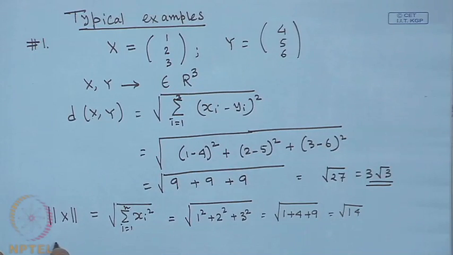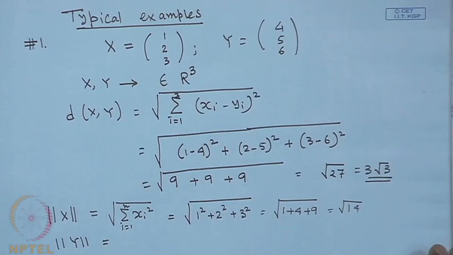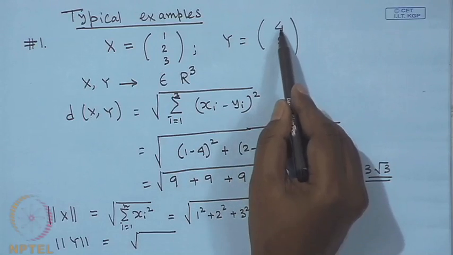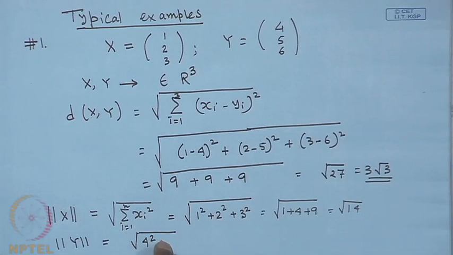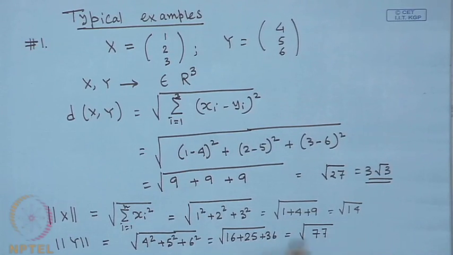Similarly, we can go for the norm of vector y, and this will be 4 square plus 5 square plus 6 square. So, this will be root over 16 plus 25 plus 36, and 16 plus 25 is 41. So, it will be root over 77 units. So, that will be the norm of y.